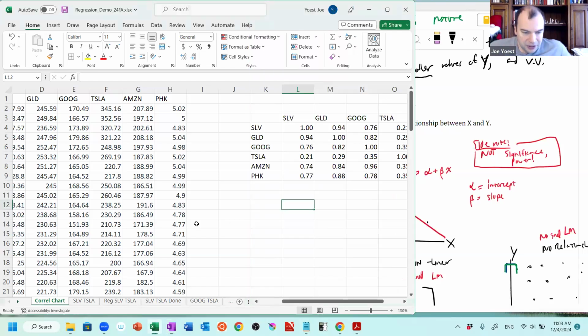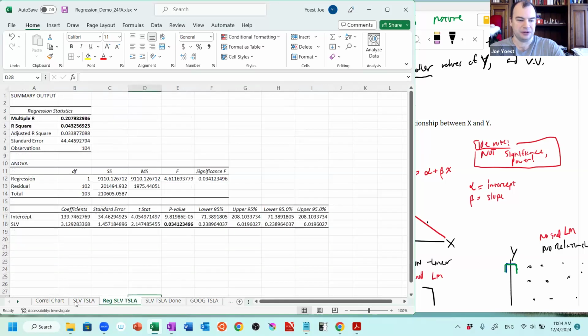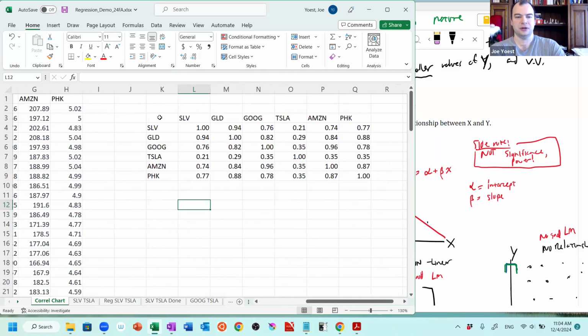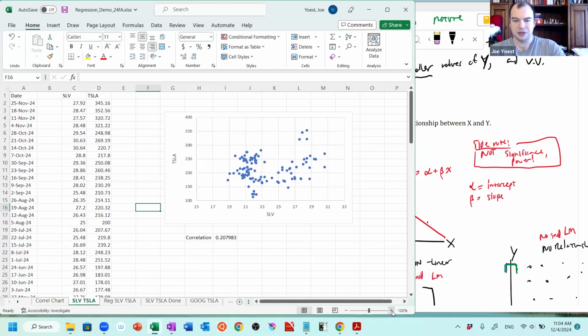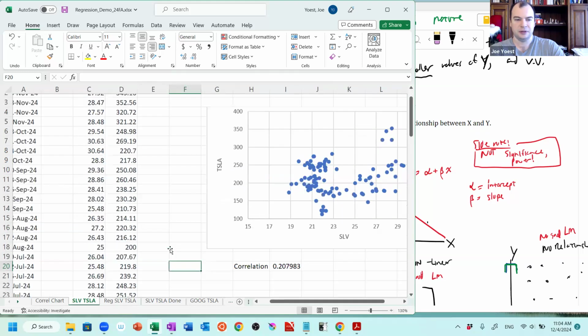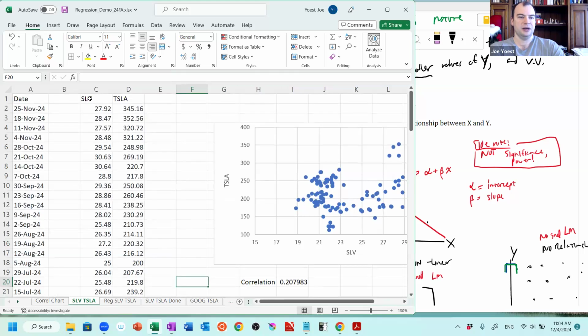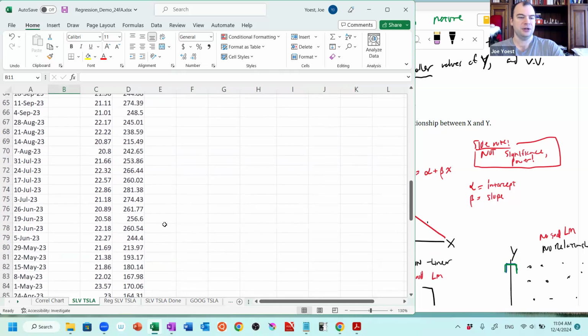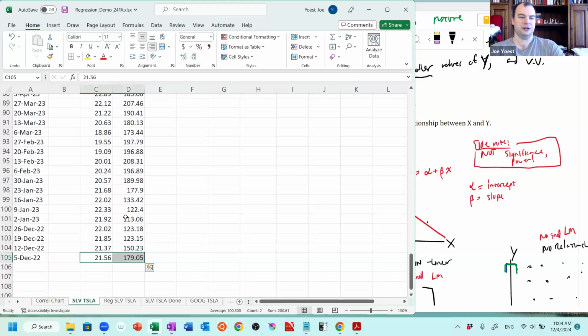Okay, so let's jump over to the Excel file and take a look at some of the material over here. If you see along the bottom here, there are different tabs. This correlation chart, the correlation matrix, is here. If we go to the next tab over, we see I'm focusing on silver versus Tesla. Now remember, we have 2 years of weekly data here, so roughly 100 data points.